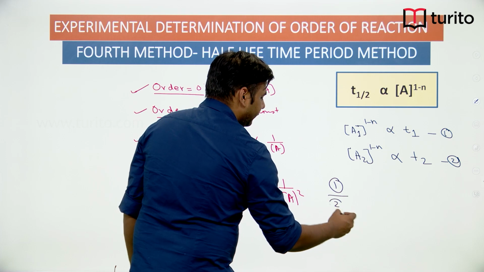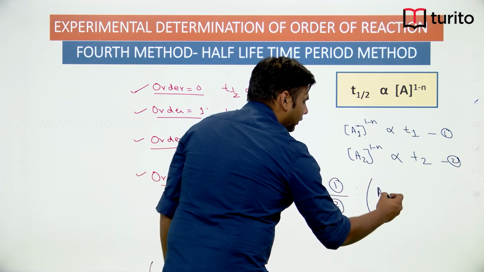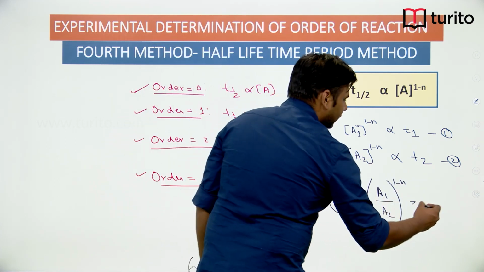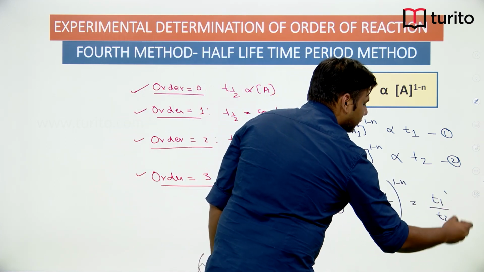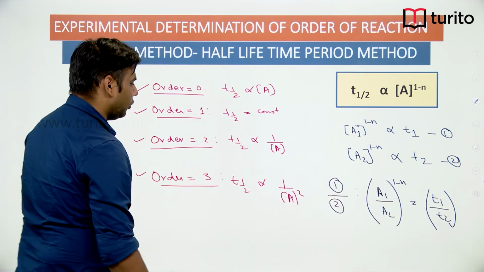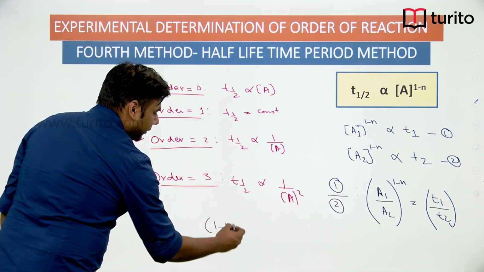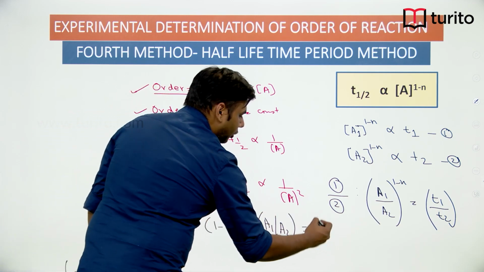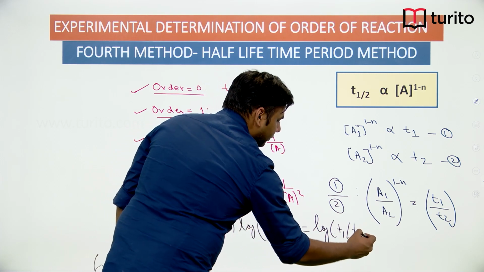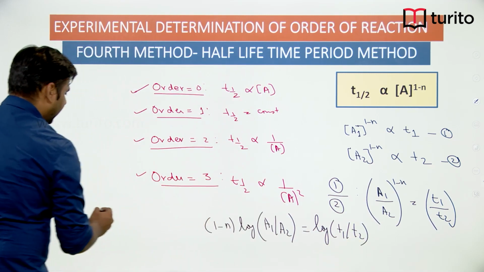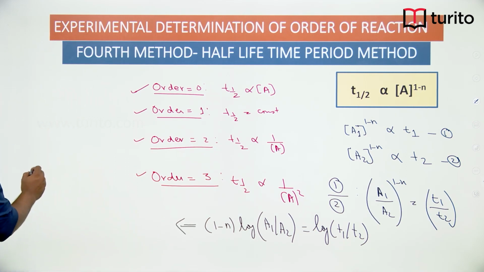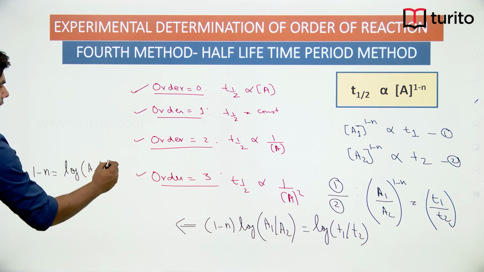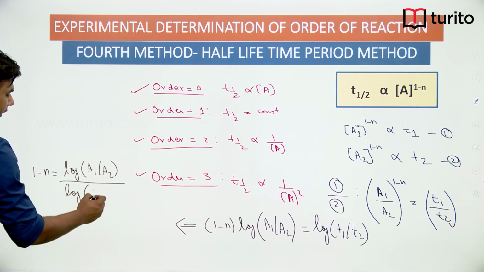So we are going to get (A1/A2) raised to power 1 minus n, equals T1/T2. If you take log on both sides, we get (1 minus n) log of A1/A2 equals log of T1/T2. So from here we can calculate the value of 1 minus n as log of A1/A2 divided by log of T1/T2.